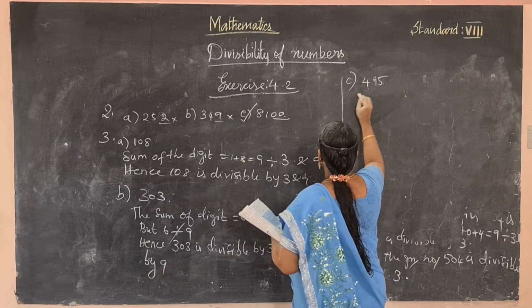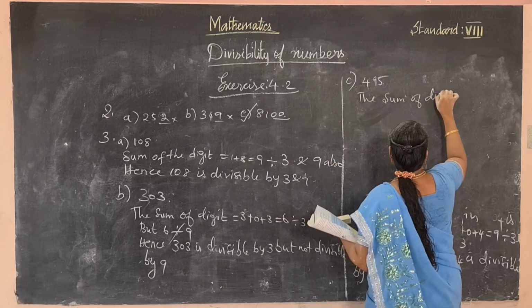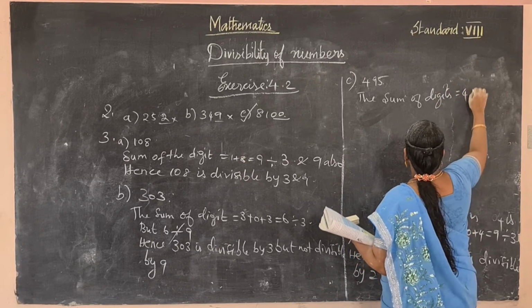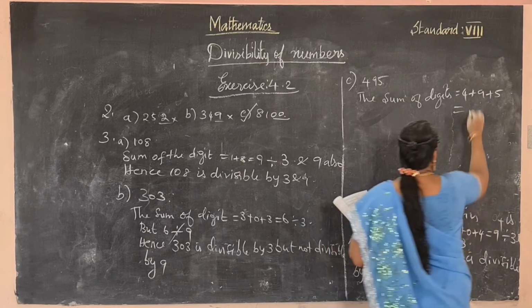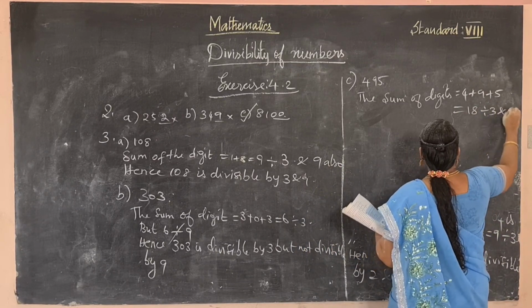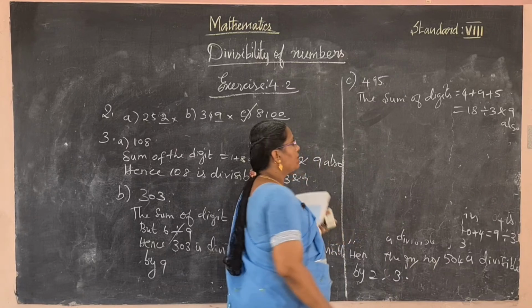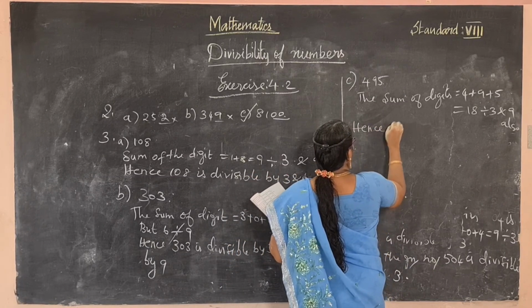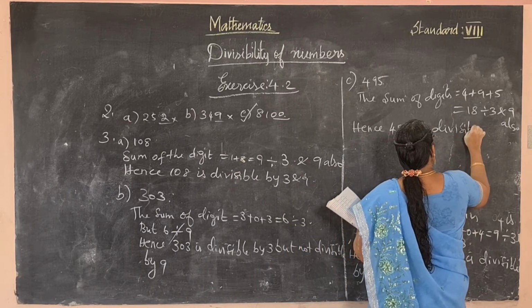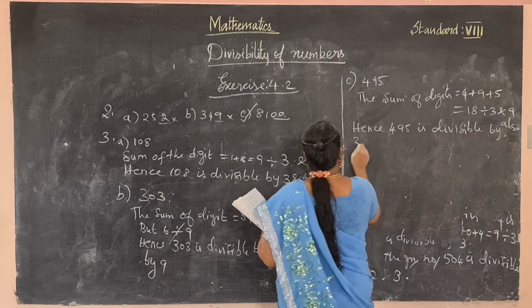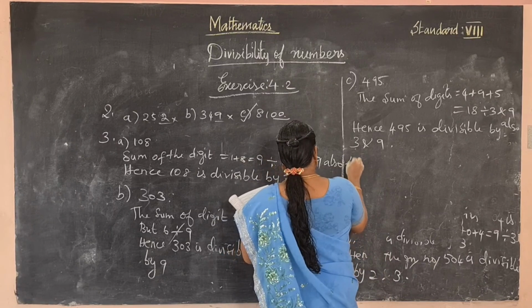Okay, and C problem, 495. The sum of the digits is equal to 4 plus 9 plus 5. So what is the value? 18. 18 is divisible by 3 and also by 9. Hence 495 is divisible by 3 and 9.